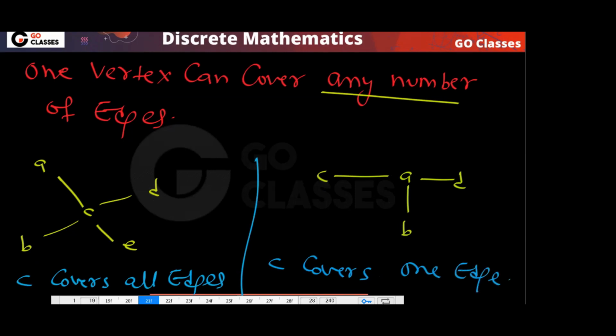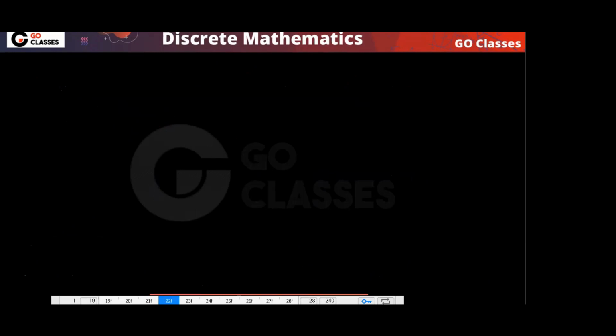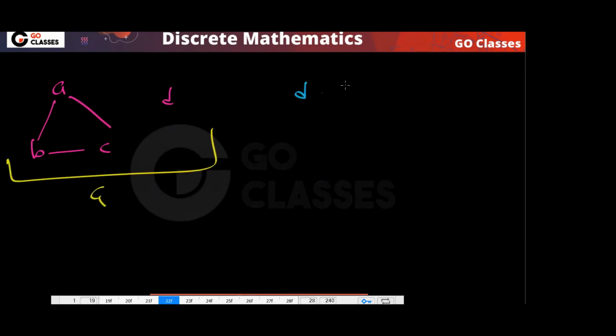So basically, this is the idea. And what about this graph? Like A, B, C, D. This is your graph. Then tell me, D covers how many edges? D covers no edge. This D will not cover any edge. So tell me, for this graph, what will the vertex cover?